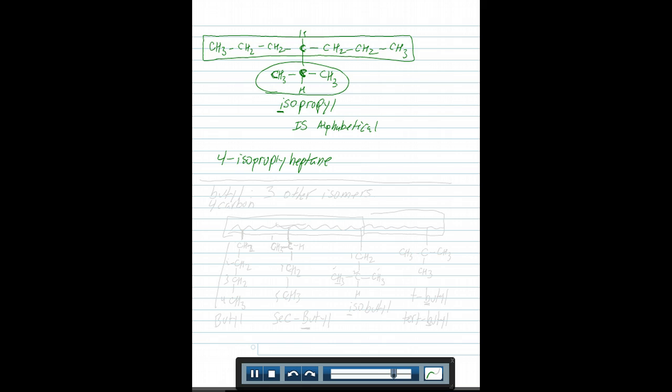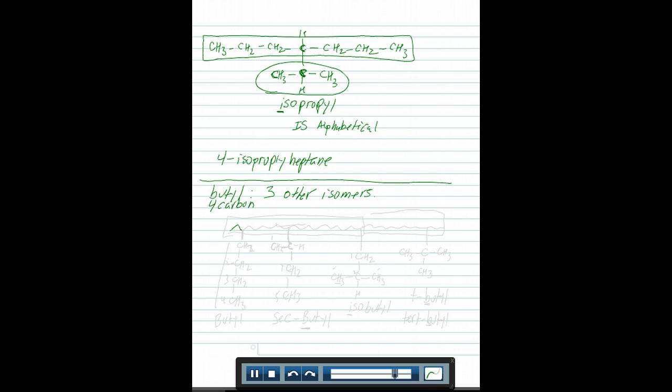Now, we have the same thing for butyl, but butyl has 3 other isomers. Okay, butyl, remember, is 4 carbons. So it's a 4-carbon substituent. You still have the butyl group. So I'm not going to draw a real molecule. I'm going to just kind of make an imaginary molecule.